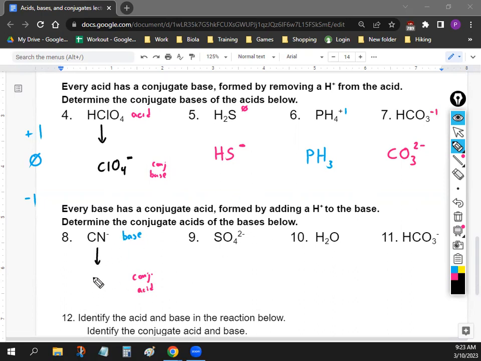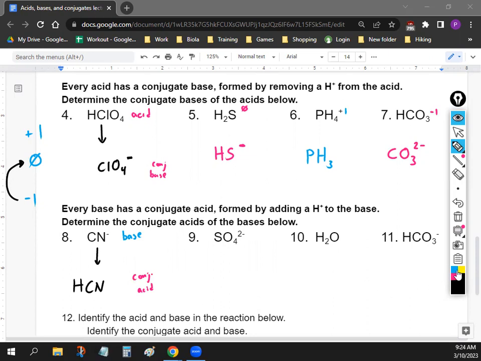So the formula is really easy. If I have CN, I just add a hydrogen. Usually we add it to the front. So HCN, that's it. And if you notice, this guy was -1. If you add 1 to -1, you move up to 0. So this guy is neutral, so you can just leave it at HCN.